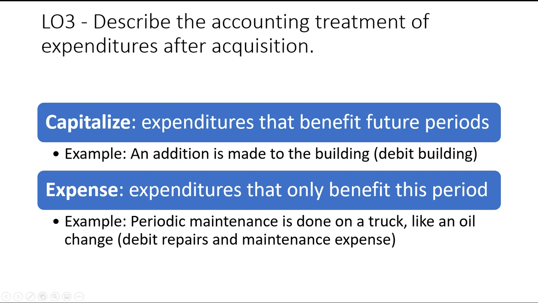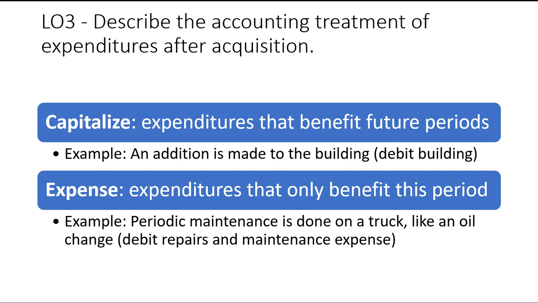So either we're going to capitalize them, which means we debit the asset. When you capitalize something, that means you're putting it into the cost of the asset, or you expense it, which means you're debiting an expense. So we capitalize things that benefit future periods. The example here is an addition that's made to the building. If you add an addition onto your building, of course, that's going to benefit future periods. And so you're going to debit building for that.